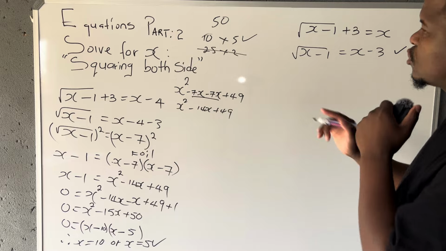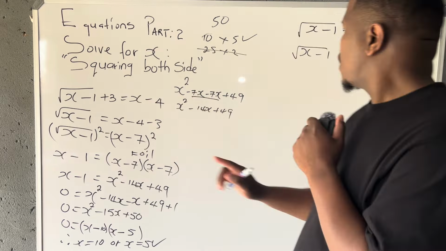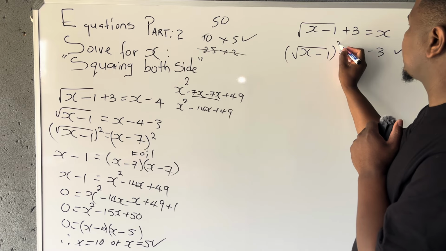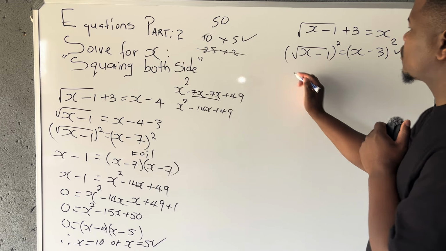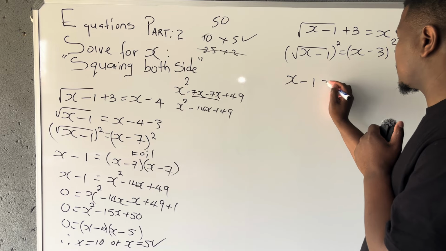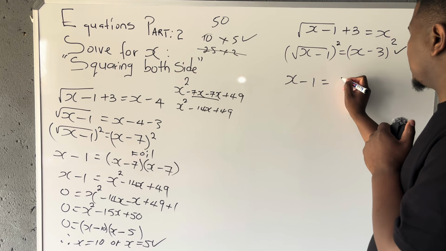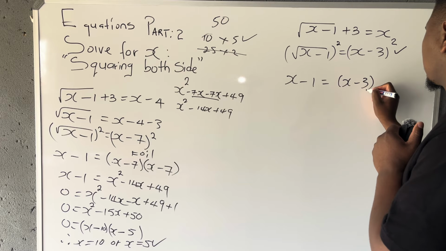Now you can do what? The squaring of both sides. Why do we square? We want to get rid of the root. That is the only reason why we are squaring. So I'm having now this, almost similar to that. Now, what does this mean? We all know it means this.